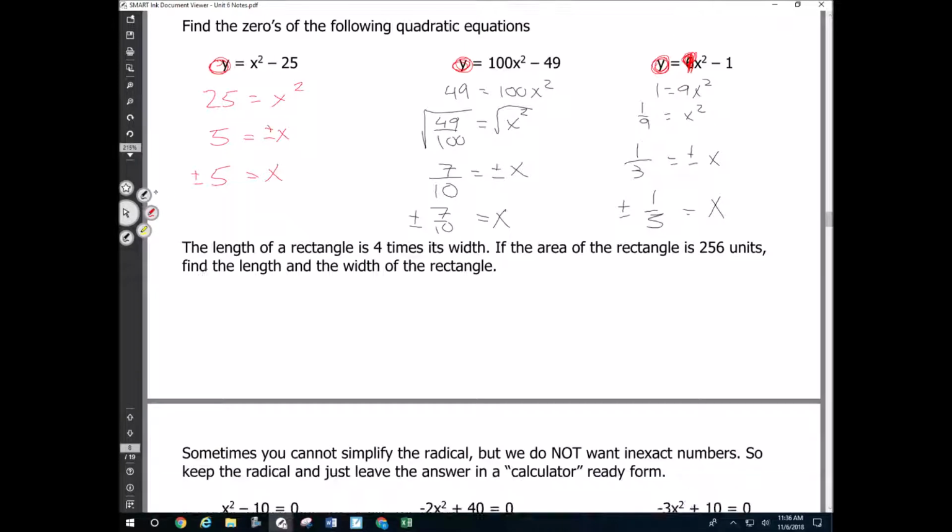Hold on. Finish this problem before you pack up. Thank you.